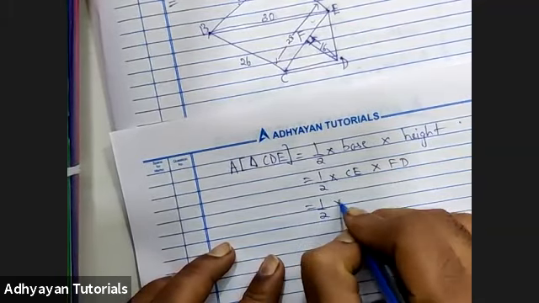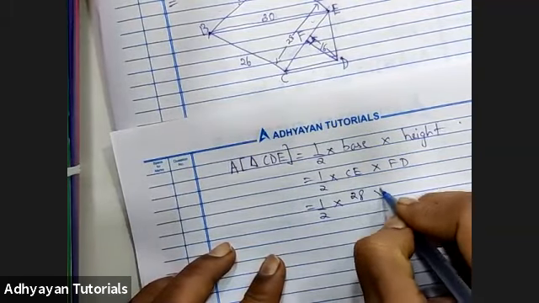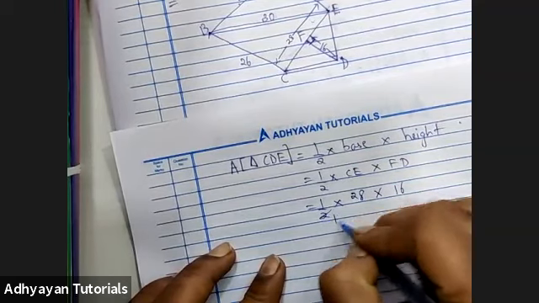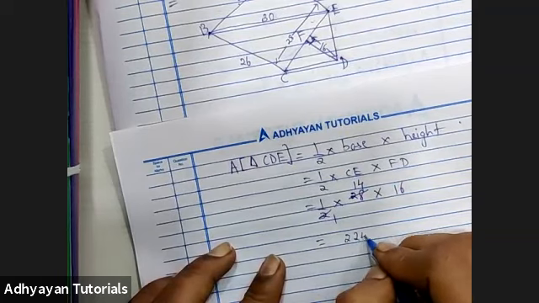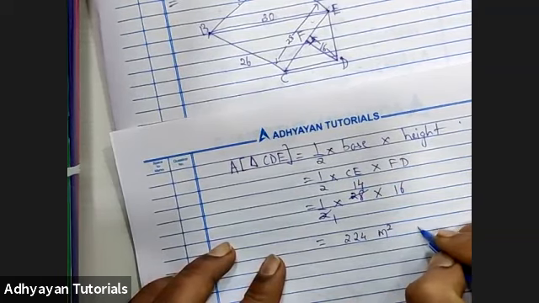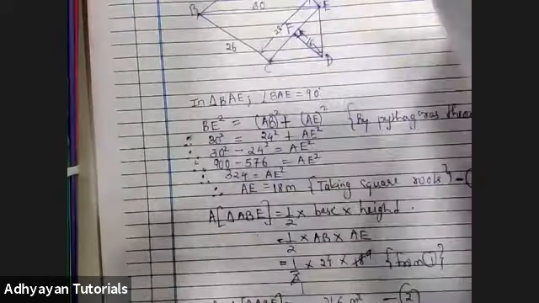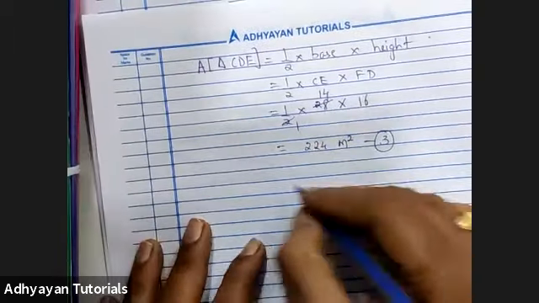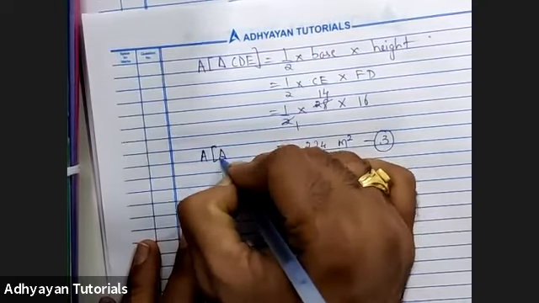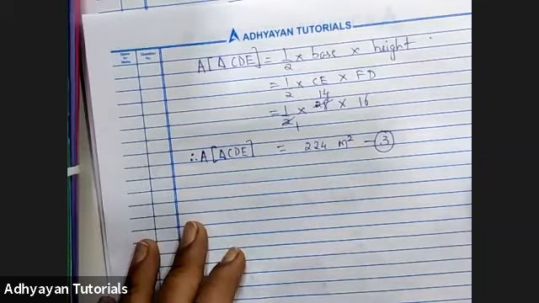Now let us substitute the values. CE is 28. That's correct, Omkar. And this is 16. So 2 ones are 2, 14s are, and that is nothing but, I believe, 224, right, Omkar? Yes. So that would be our equation number 3, the area of triangle CDE. I hope this much is clear to all of the kids.